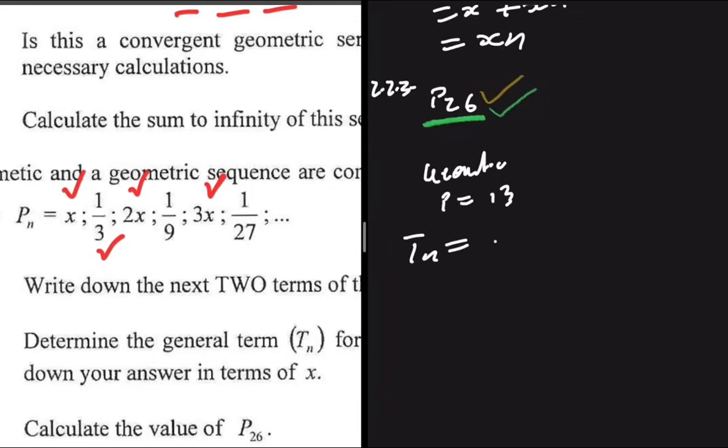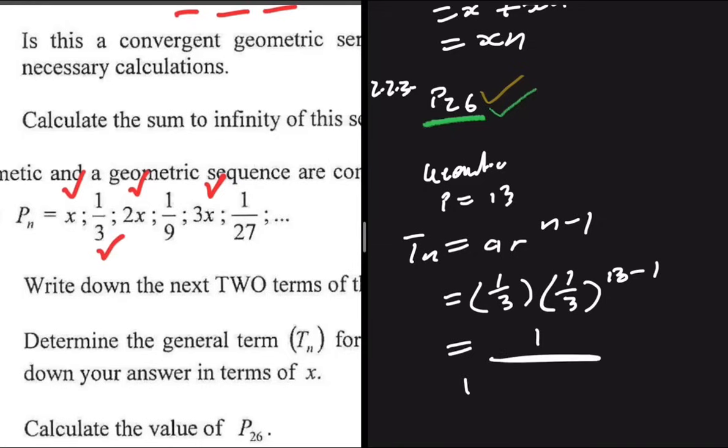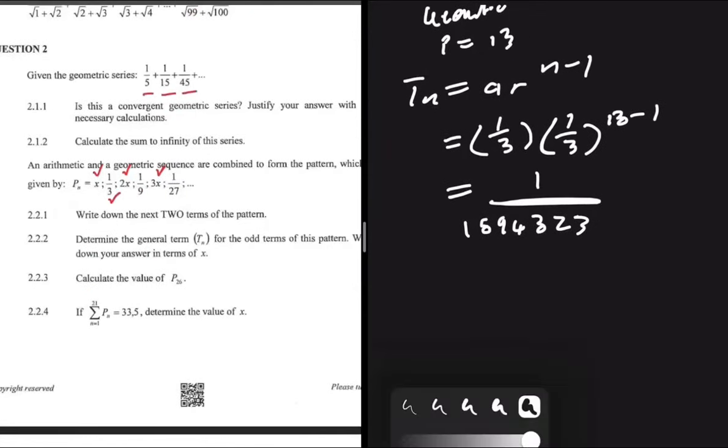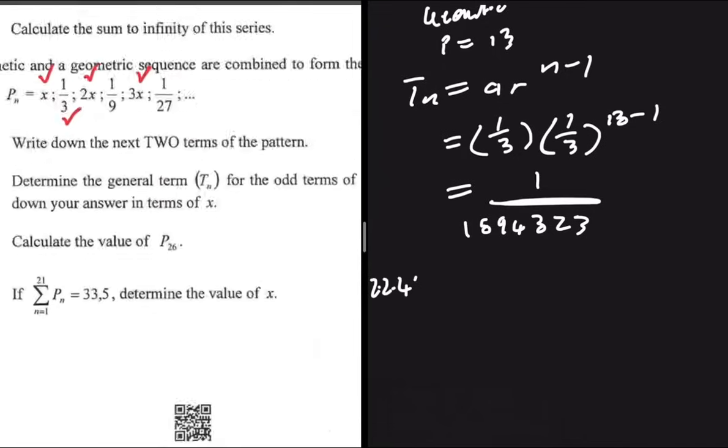Tn is equal to ar to the n minus 1. This is how you find a term in a geometric sequence. a is the first term, obviously, that is 1 divided by 3. And r is also 1 divided by 3, the common ratio which we calculated above, to the power n minus 1. We're looking for position 26 of our pattern, which is position 13 in our geometric sequence. So we're going to have 13 minus 1. The answer is 1 divided by 1594323.